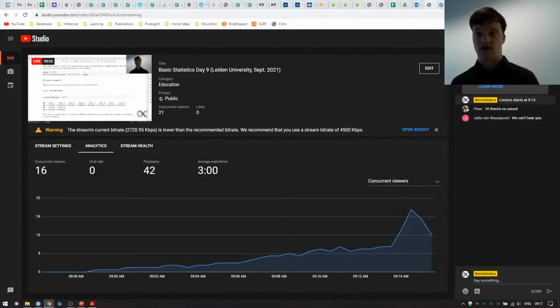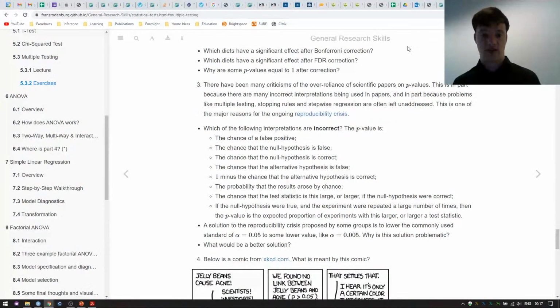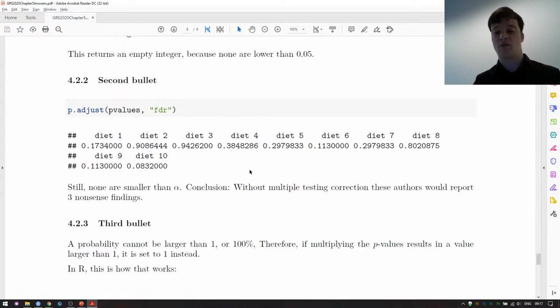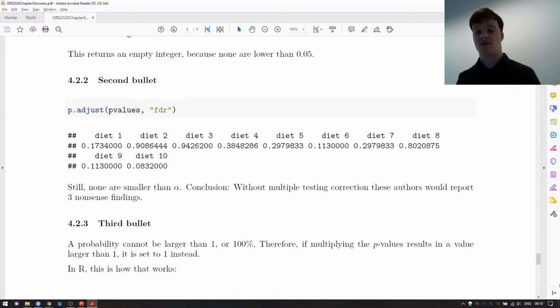Then the important one. I think I skipped one, so let's have a look at that. Why are some p-values equal to 1 after correction? That is just because a p-value is supposed to represent a probability, the probability of finding this extreme a result if the null hypothesis were true. And probabilities cannot be greater than 1, because with 100% chance something will almost surely happen, and there is no such thing as a 200% chance. So it's just a way to make sure that the p-value still makes sense in terms of interpretation.